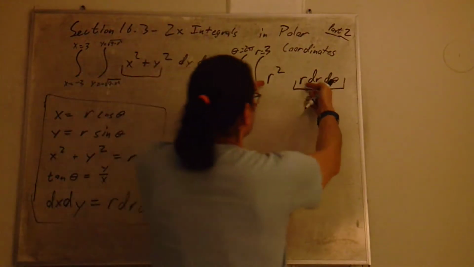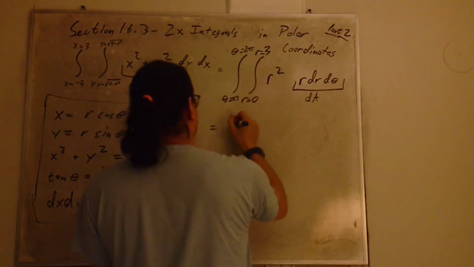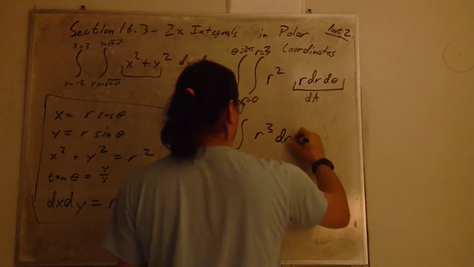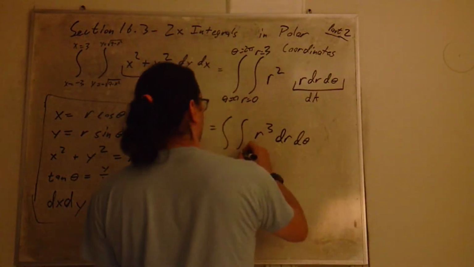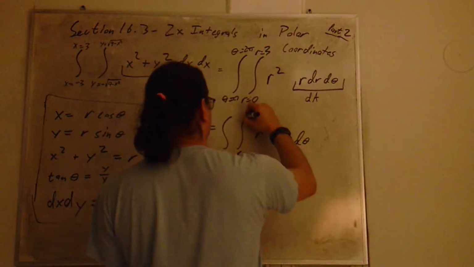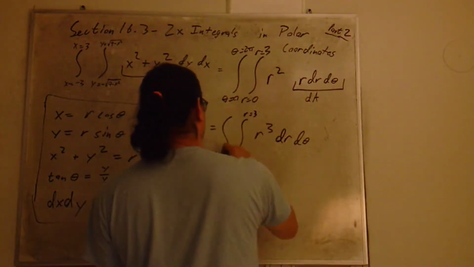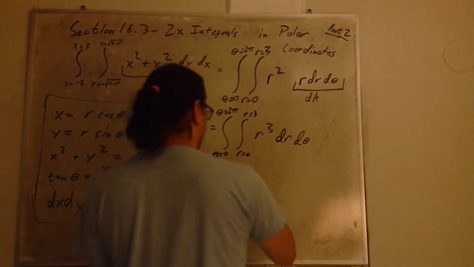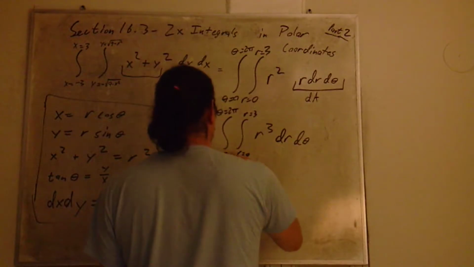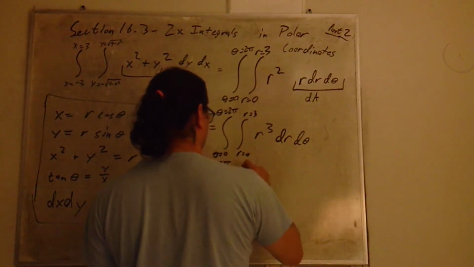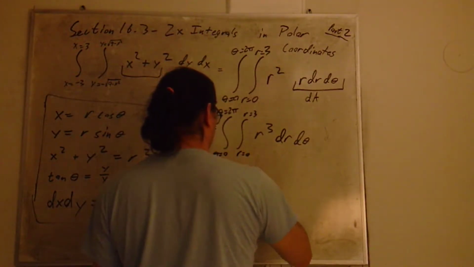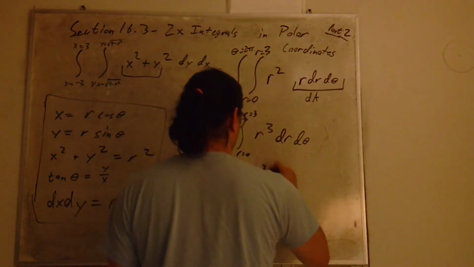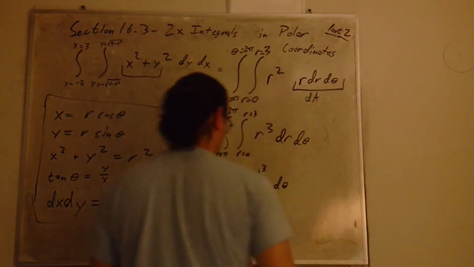First thing I'm going to do is simplify this, as I alluded to earlier. We're going to be integrating the function r cubed dr d theta. And r is going from 0 to 3, and theta is going from 0 to 2 pi. And the integral of r cubed is 1/4 r to the 4th, evaluated at 0 and 3, d theta.